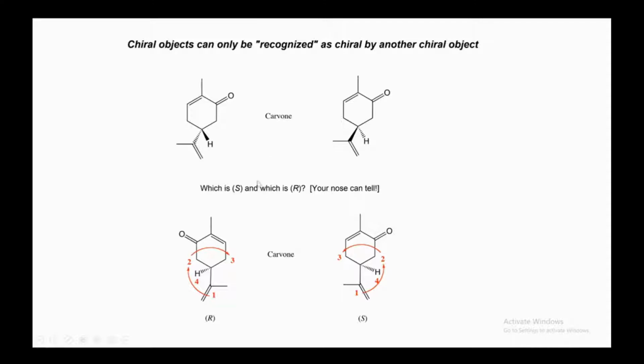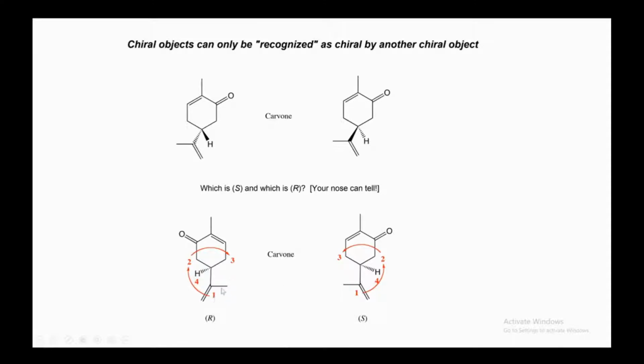Now this carbon can be S and R. So the S conformation will smell differently and the R conformation will smell differently. These two compounds just differ in their configurations, but they show different properties, okay? Your nose can tell because they smell differently. So R has a different smell and S has a different smell. You can smell these compounds.